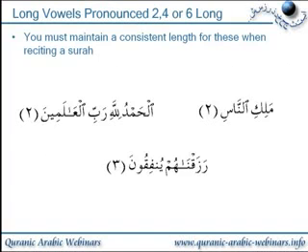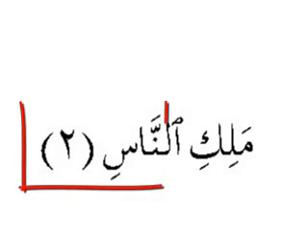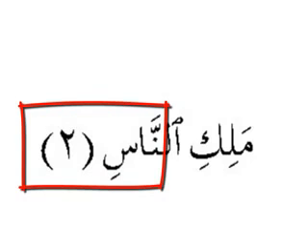Now the option to pronounce the long vowels 2, 4 or 6 long. So here we've got a few examples. First one is Malikin Nas. So what's happened here? We've got the long vowel Noon, Fatha, Alif, and then we've got the Sin with the Kasra. End of sentence, we pronounce the Sin as if it's Sakin. So effectively we've got a long vowel with a Sakin letter.